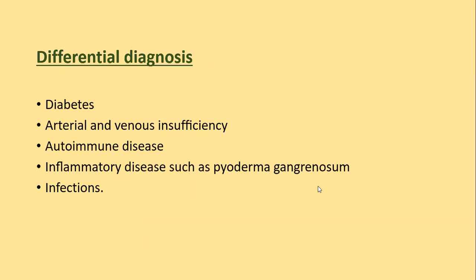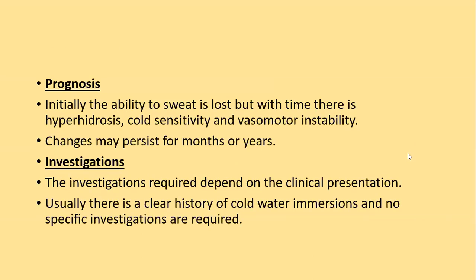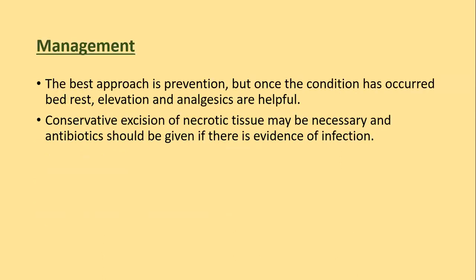The differential diagnoses include diabetes, arterial and venous insufficiency, autoimmune diseases, inflammatory diseases like pyoderma gangrenosum, and infections. Prognosis. Initially, the ability to sweat is lost, but with time, there is hyperhidrosis, cold sensitivity, and vasomotor instability. Changes persist for months or years. Investigation required depends on the clinical presentation. Usually, there is a clear history of cold water immersion, and no further investigation is required.